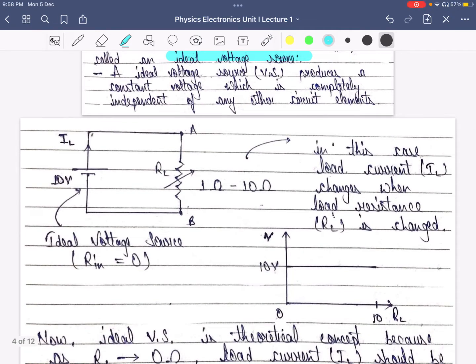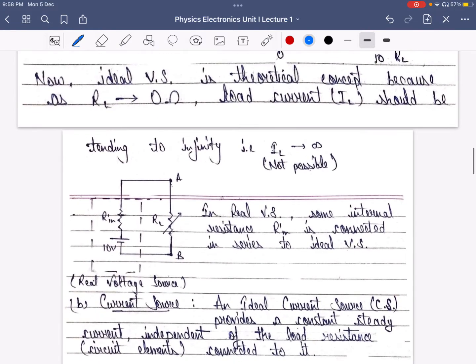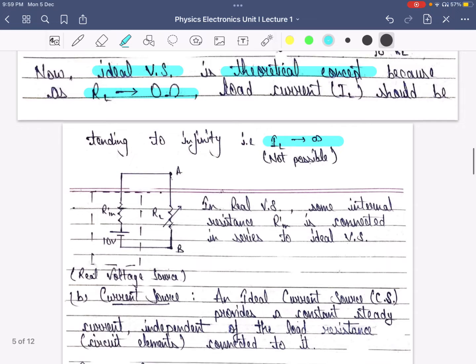What happens in an ideal voltage source is that it provides a constant voltage regardless of the current elements present in the circuit. As you can see here, the ideal voltage source is providing a constant 10 volt regardless of the load resistance present in the circuit. Now, an ideal voltage source is a theoretical concept because if load resistance is tending to 0 ohm, load current should be tending to infinity, which is not possible.